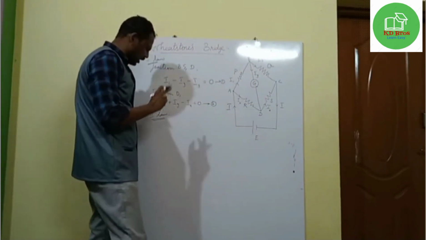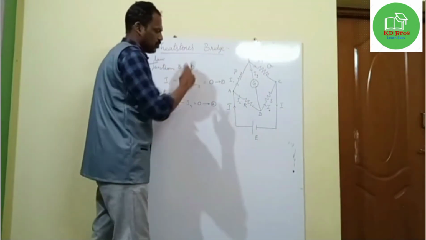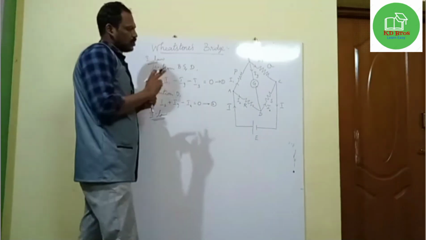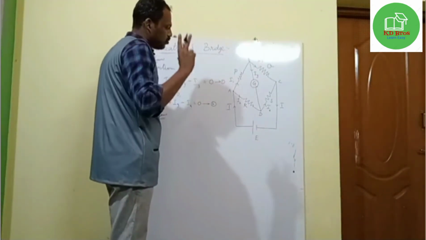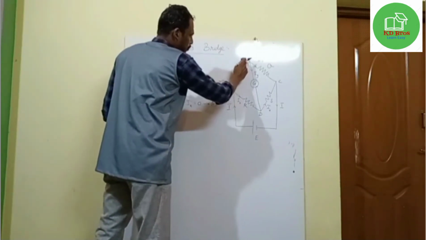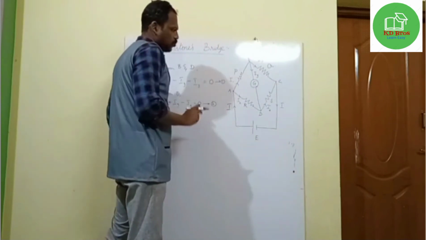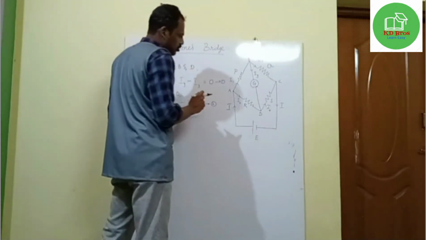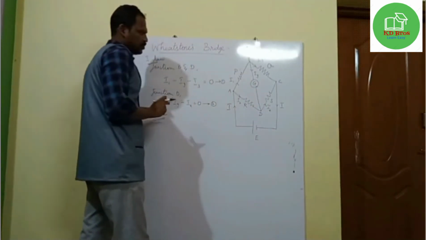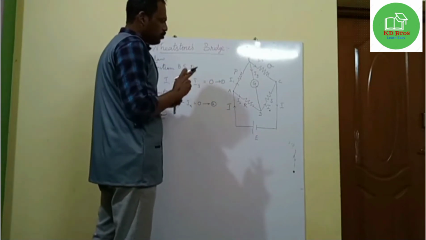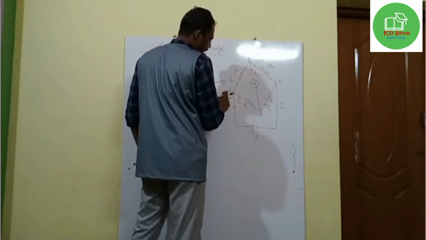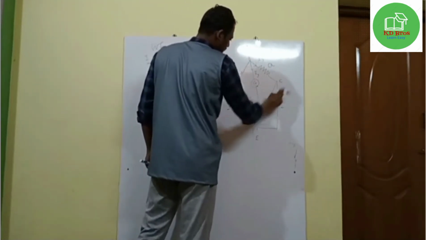Now here we have to take two closed circuits, because the second law we have to apply inside a closed circuit. So one is A, B, C, D, and another one is A, B, D, A. So here we have to consider these two closed circuits.